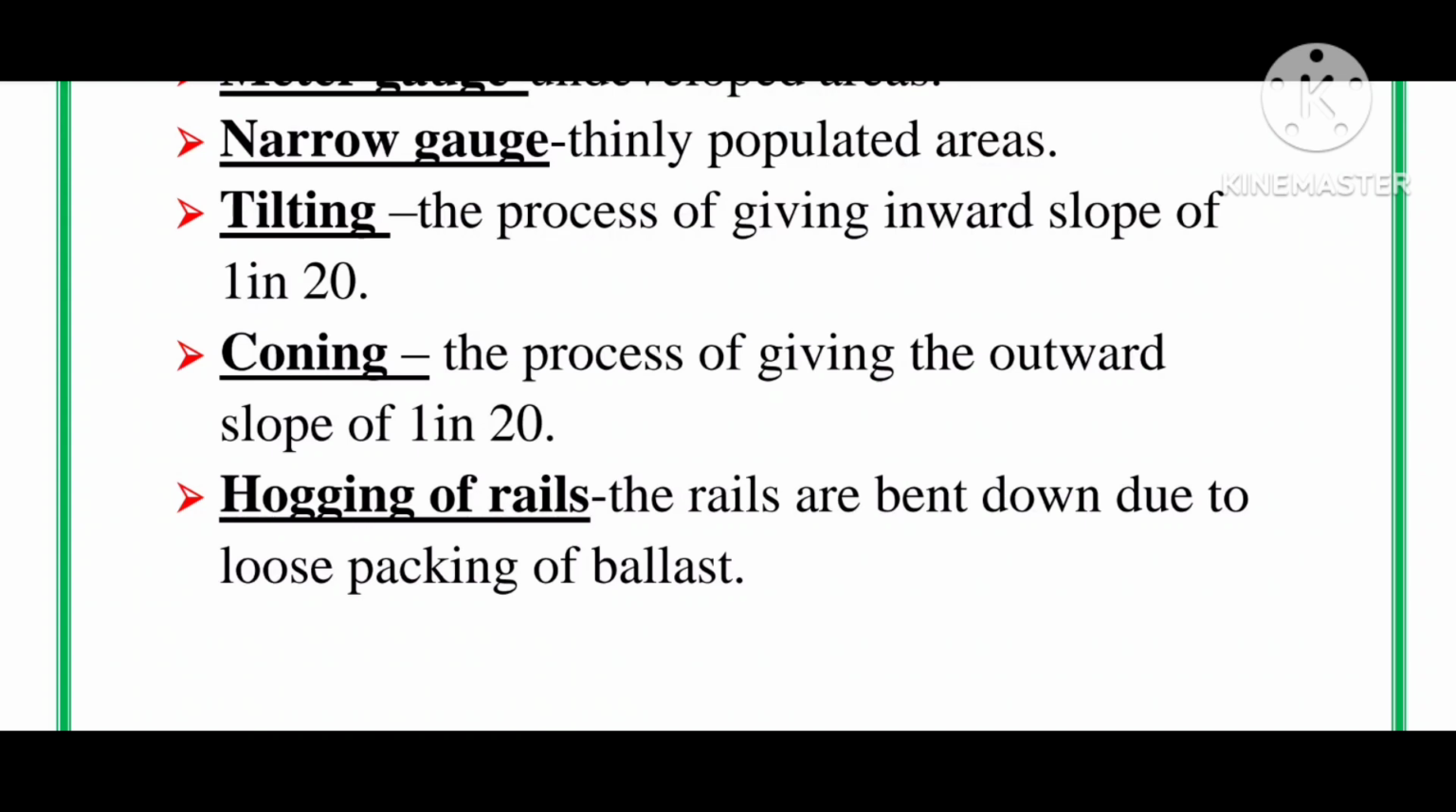Hogging of rails: the rails are bent down due to loose packing of ballast. That is called hogging.